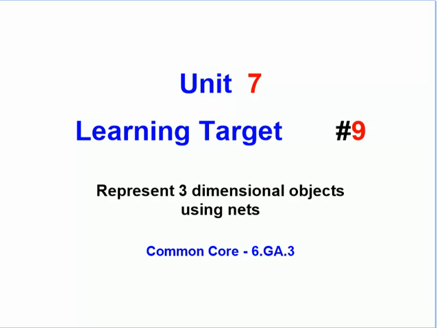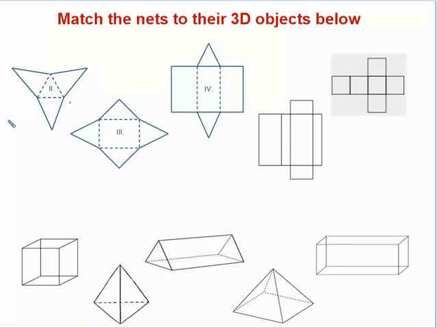Unit 7 Learning Target number 9. Represent three-dimensional objects using nets. So we should probably start by talking about what exactly a net is. We're told, in this case, we've got a problem. We're going to match the nets to their 3D objects.